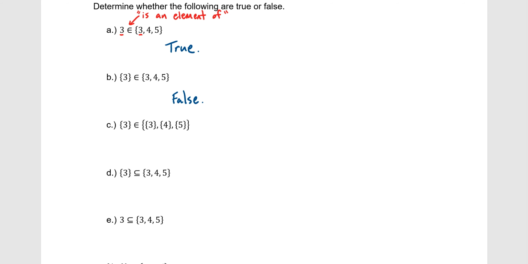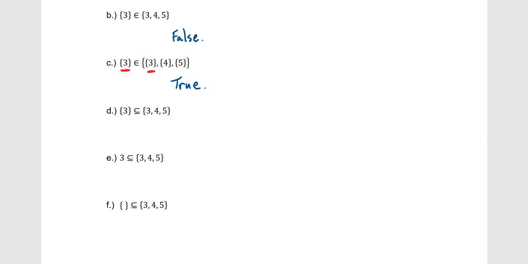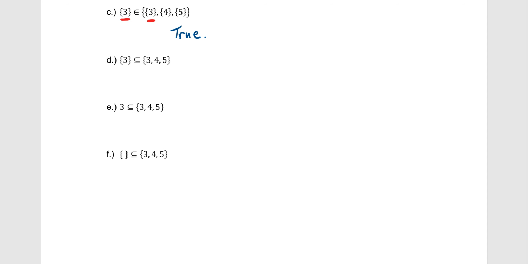So to compare this to what it would look like for C here, this says the set with an element 3 is in the set of set {3}, set {4}, and set {5}. So this time it's true because we have an element that is the set with an element 3 in it. So this one's true. So hopefully this one and the previous one make a little bit of sense now. Okay, and for this next one, we have the set with an element 3 in it. So this is D. The set with an element 3 in it is a subset of the set 3, 4, 5.